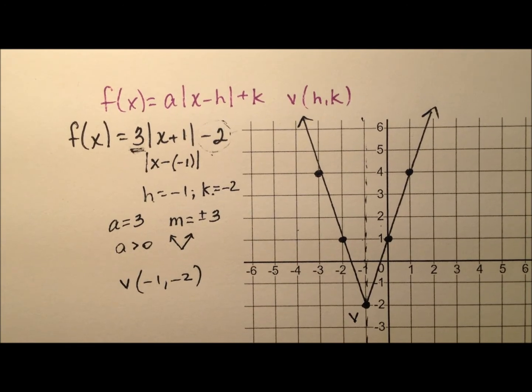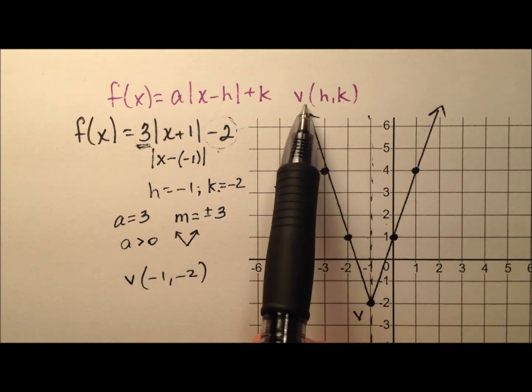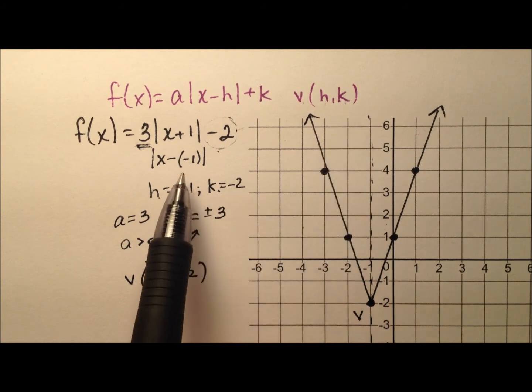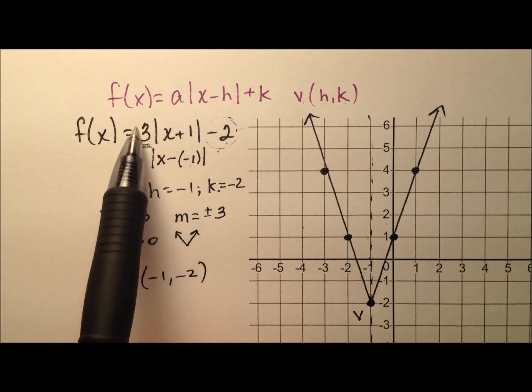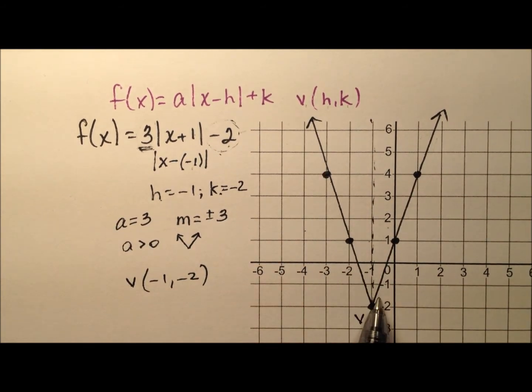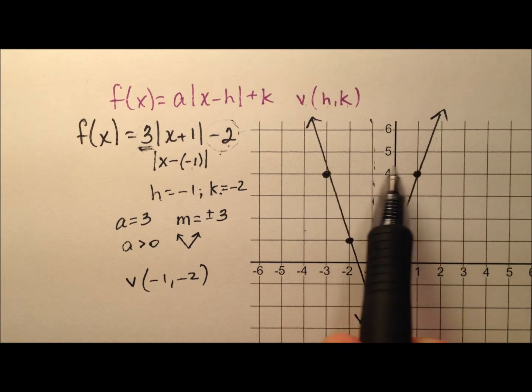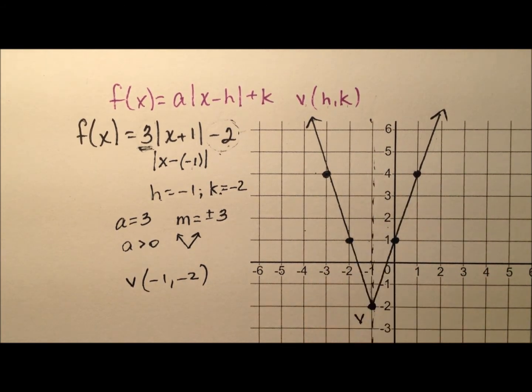Okay, so let's go ahead and do a little conclusion here. Here's what our graph looks like. We have our vertex at negative 1, negative 2, and we knew that would be because the vertex is at (h, k), negative 1, negative 2. And because our a value was 3, we knew our slopes were going to be a positive 3 and a negative 3. And of course, these are symmetric. These two sides are symmetric to one another about this axis of symmetry.